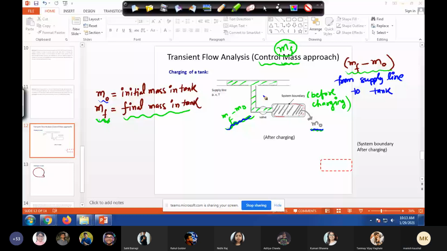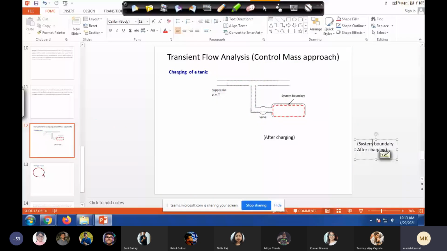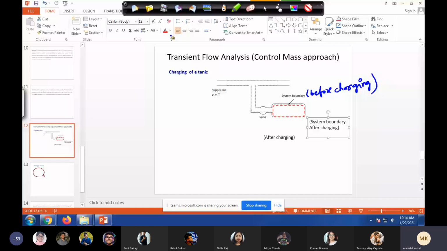Then after charging, this is my control mass. Okay. So let me write it so that this is system boundary before charging, and let me put an arrow so that there will not be any confusion.